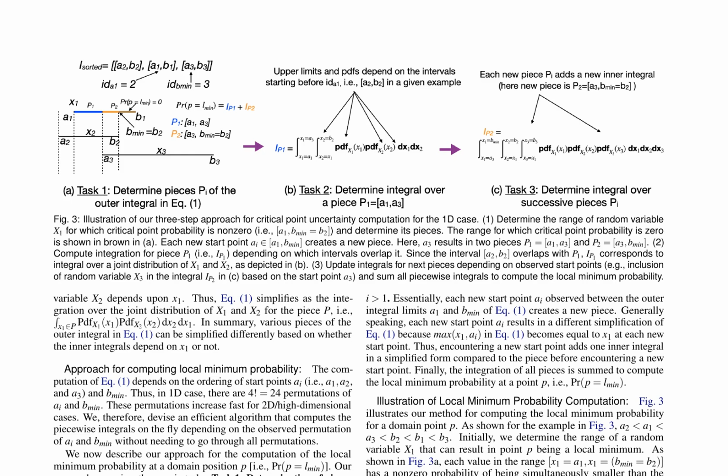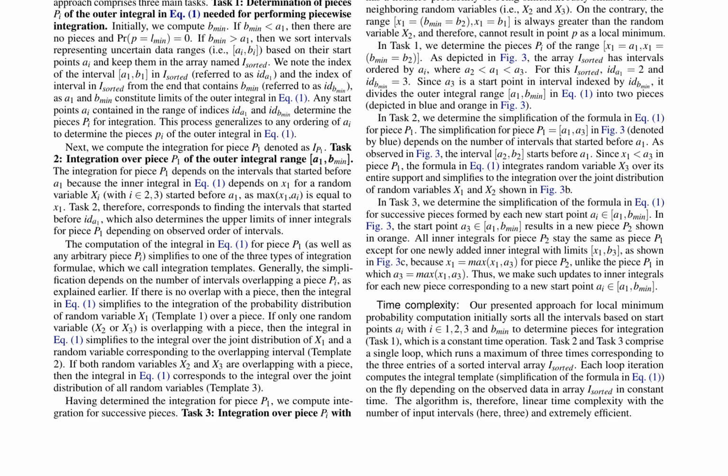The integral in equation 1 simplifies to one of 3 integration templates, depending on the number of intervals overlapping with a piece. These templates involve integrating the probability distribution of x1, the joint distribution of x1 and x2, or the joint distribution of all random variables. This simplification enables efficient computation of the local minimum probability.